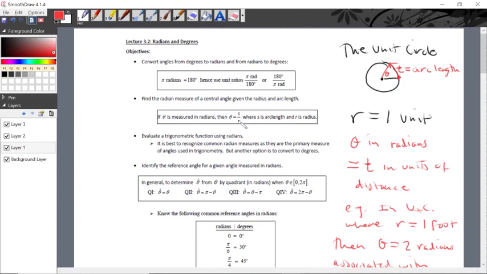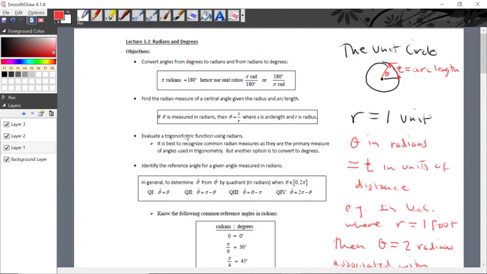Remember that the unit circle, it's called the unit circle because the radius is 1 unit. So if you made r equal to 1 right here, then this equation says that theta equals s, where s is the arc length of the circle. Okay? T is the variable that's going to be used for the arc length of the unit circle. S is going to be the variable that we use for the arc length of any circle in general.